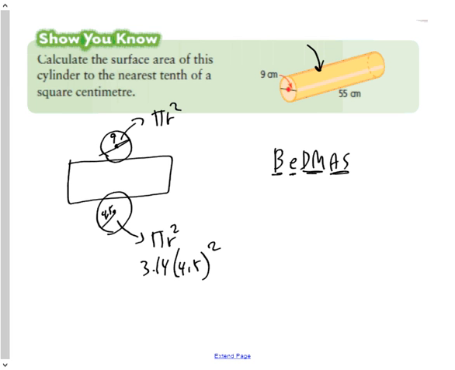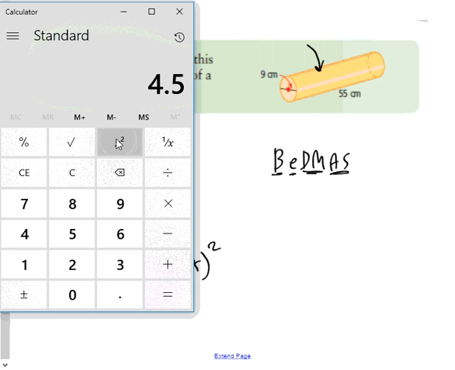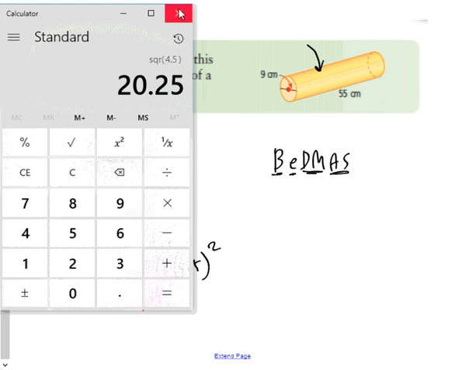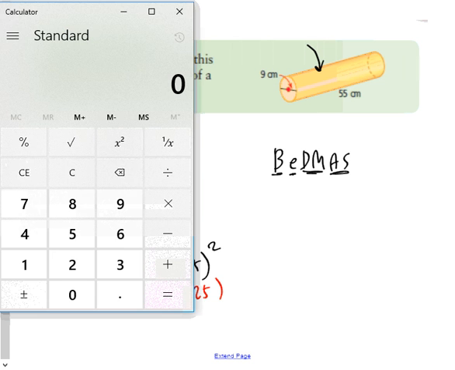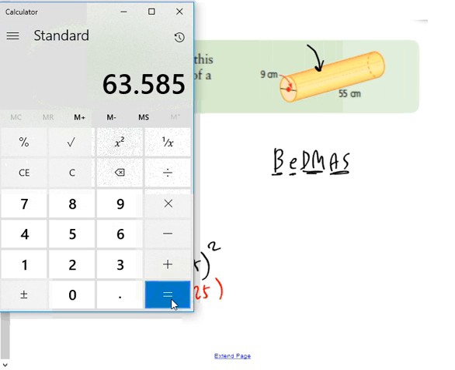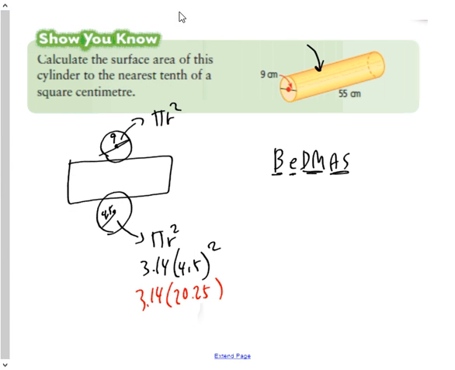So when we substitute 4.5 as our radius, what we end up having here is an exponent as the first thing we simplify. So 3.14 multiplied by 4.5 squared, which means 4.5 times 4.5. On my calculator, I'm fortunate because I have a square button. It tells me that 4.5 times 4.5 is 20.25. Last step is simply multiplication, which is pi multiplied by 20.25, which gives you 63.585. 63.585 centimeters squared for the area of the circle.